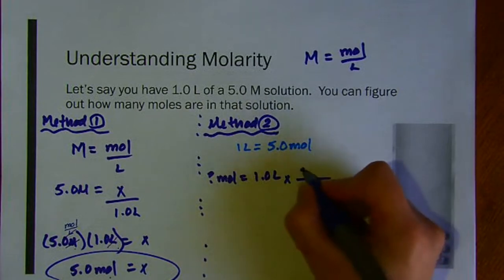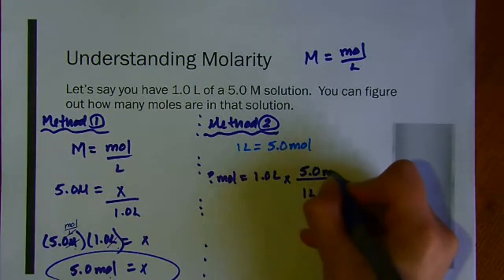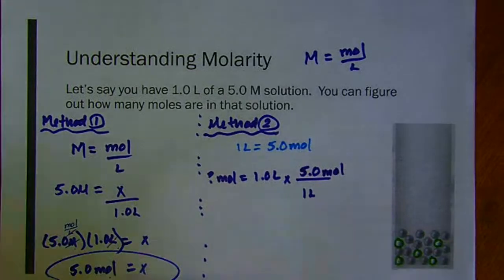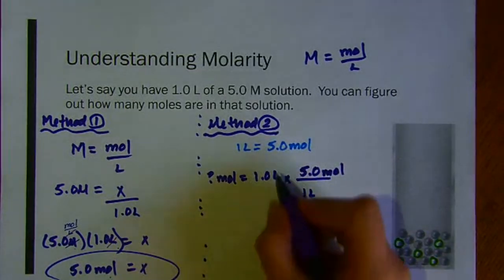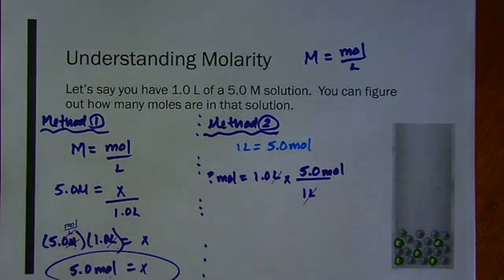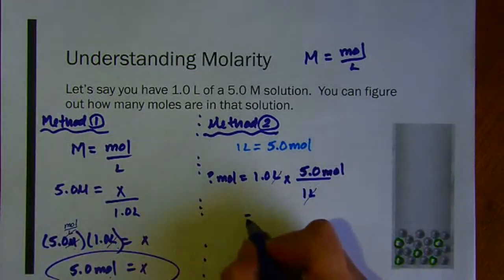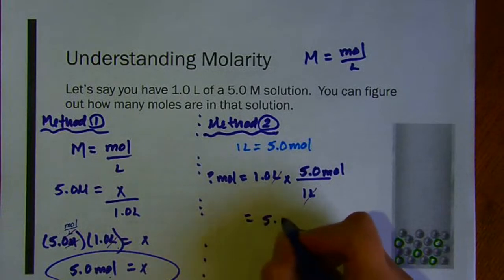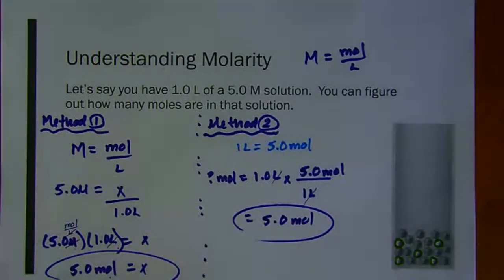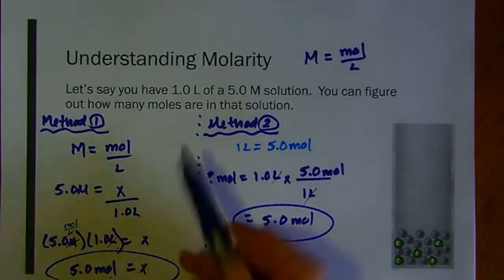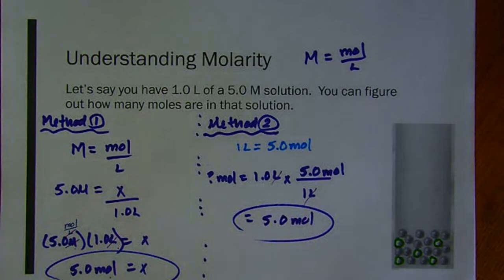This is telling me that for every liter of solution, I have 5 moles of solute. Multiply everything on the top, divide by everything on the bottom. We're left with moles, which is what we wanted. We can see that we have 5 moles of solute contained in this volume. Either way works.